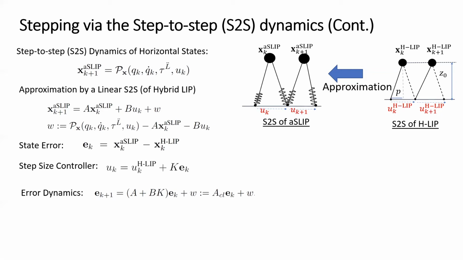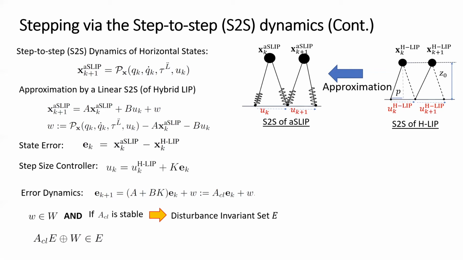Assuming the periodic execution of walking, w is bounded, and if A_CL is stable, then there exists a disturbance invariant set of the system. The set under the dynamics is invariant.